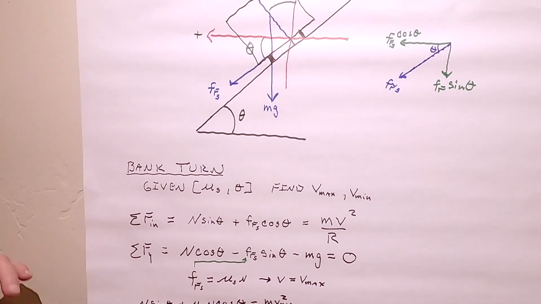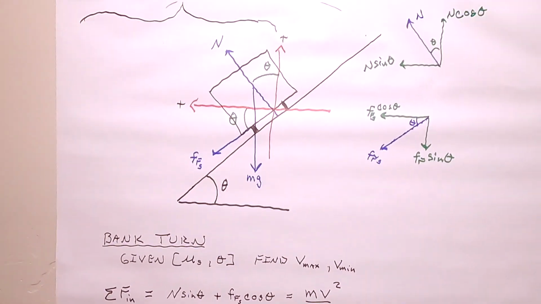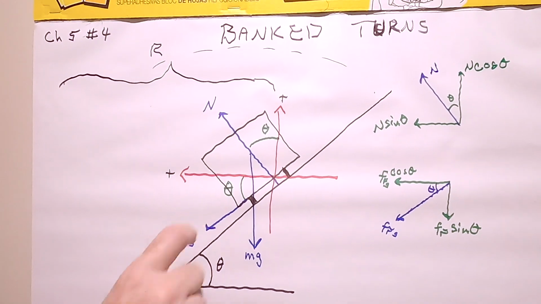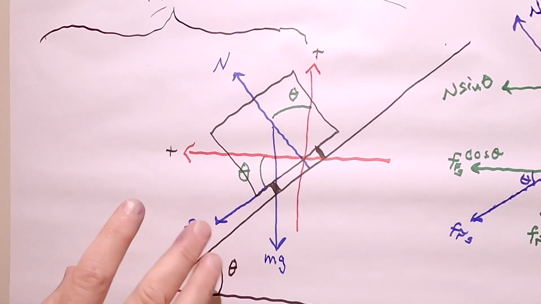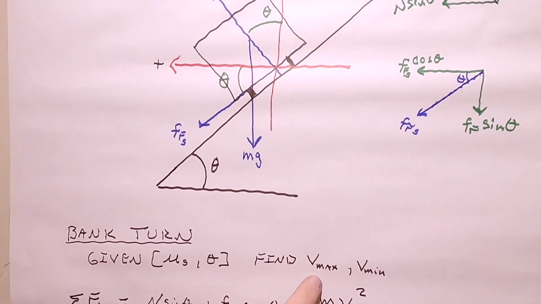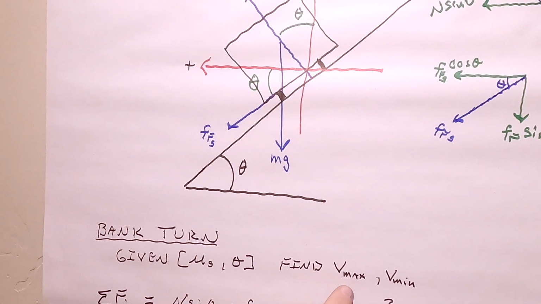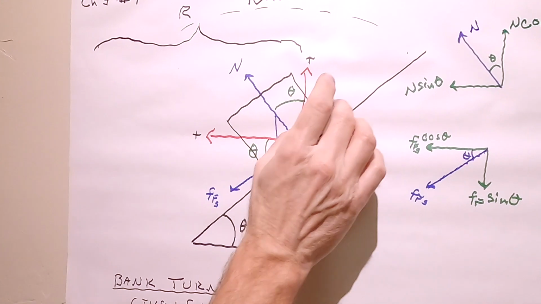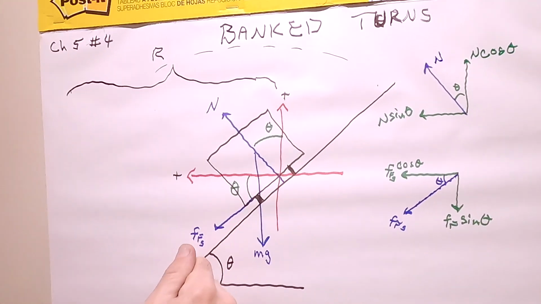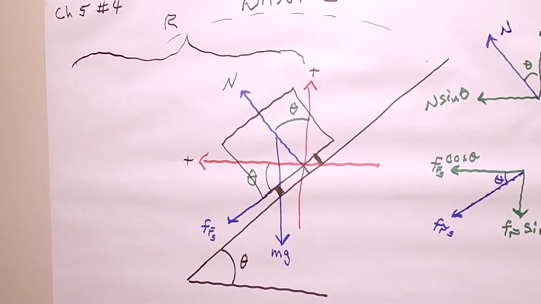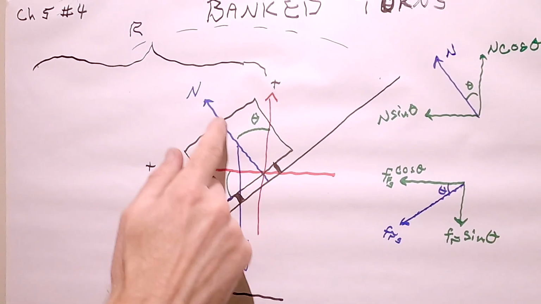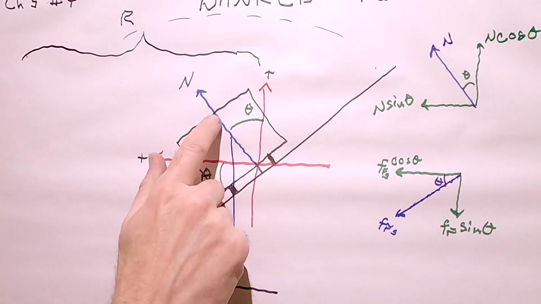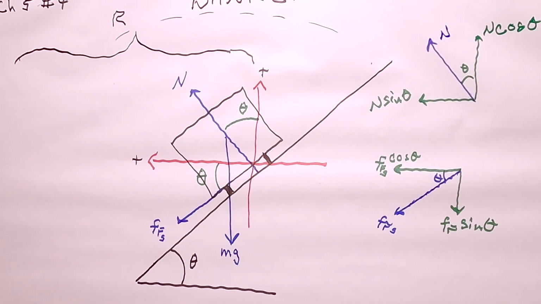So again, draw the picture. There's our picture. Draw the forces. We have mg coming straight down. We're going to first look at the case where we're going too fast. If we're going as fast as possible, the car wants to slide out, so the friction would be in this direction, right? It wants to fight the slippage. The normal force comes up perpendicular to the surface, through the object. So those are the only three forces we have right here.